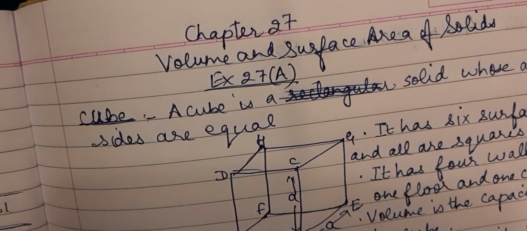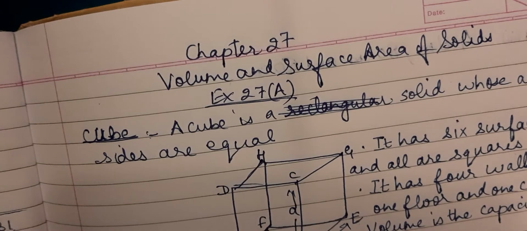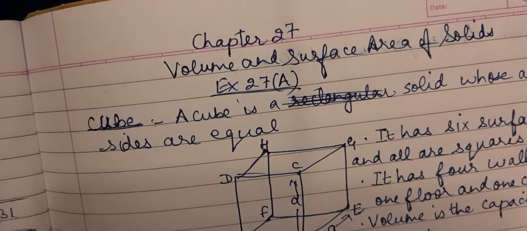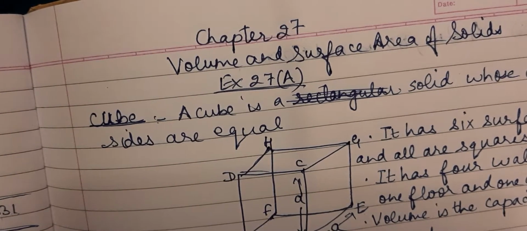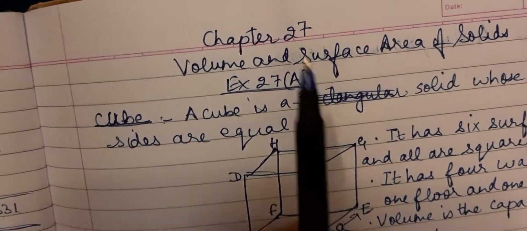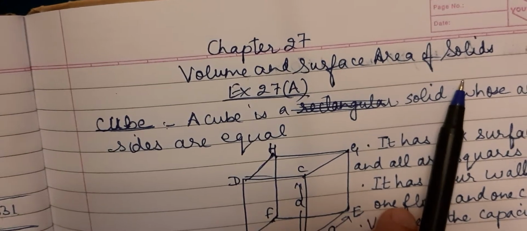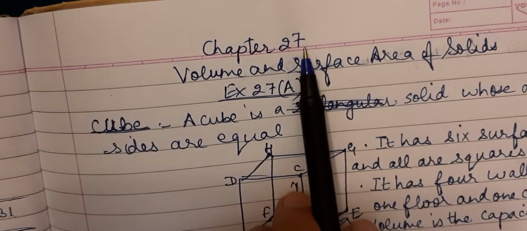Good morning, students. Now we have finished up the first term syllabus of your maths, as there is still time. So I am taking up the new chapter of your half yearly syllabus. And the name of the chapter is Volume and Surface Area of Solids. And the number of the chapter is chapter 27.